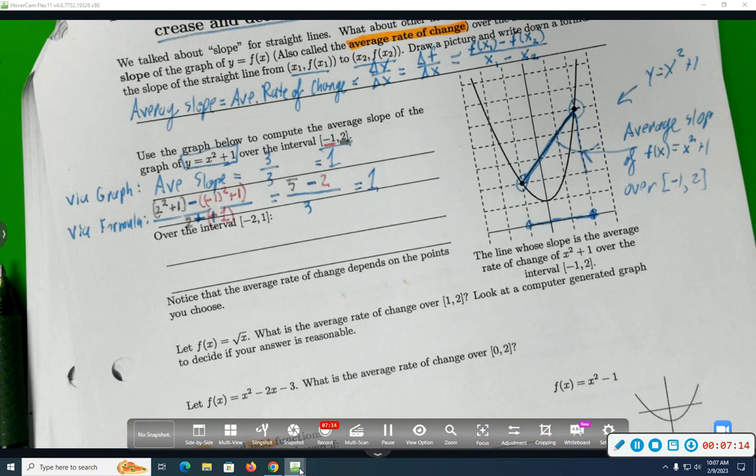So if you want to compute the average rate of change, if you have a picture of the graph, then draw a straight line between the two x values and do that thing. If you have a formula, you can do that using this formula. Do you all think you can do it for this next example? Compute for me the average rate of change of this function over the interval negative 2 to 1.